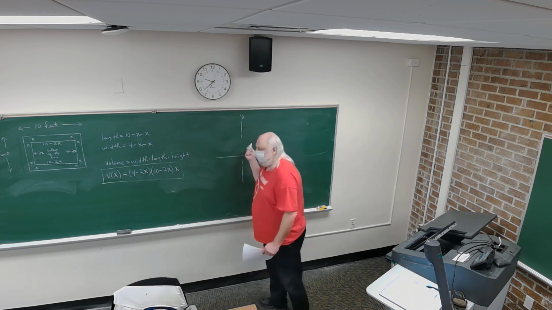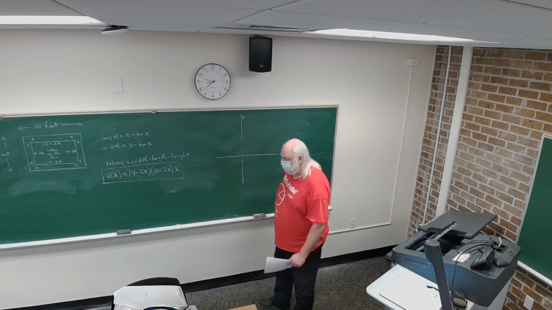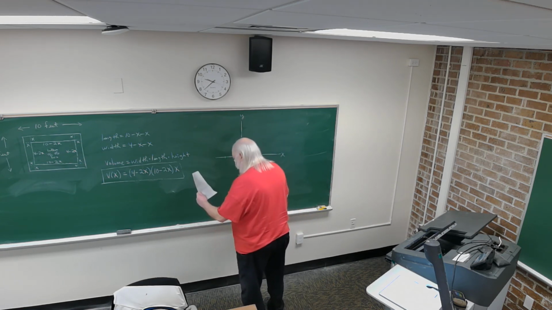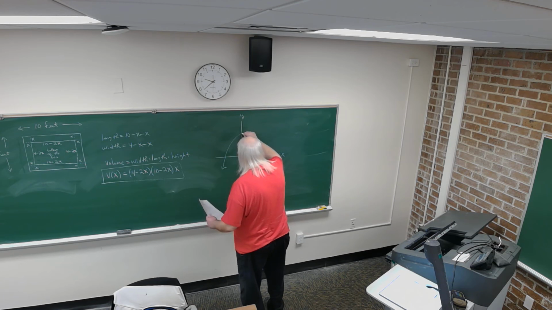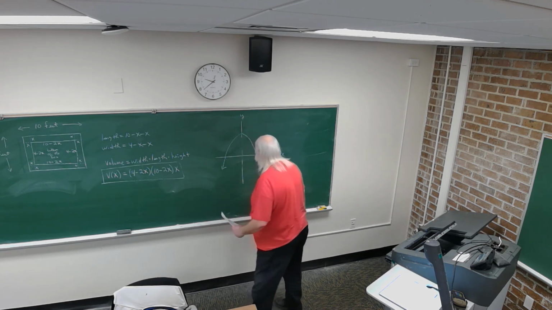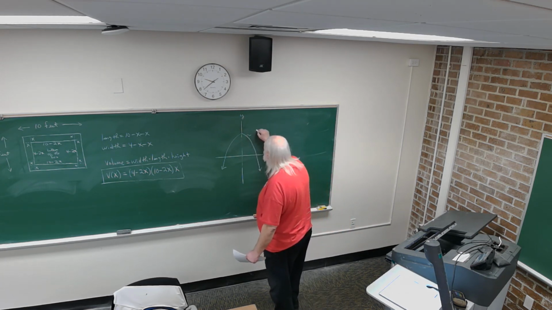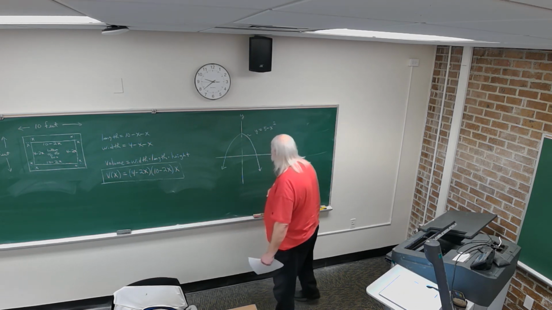You know this parabola is symmetric to the y-axis, right? The right half of the parabola to the right of the y-axis is a mirror image of the parabola to the left of the y-axis. It's the best I can do, okay? And so this is a graph of y equals 5 minus x squared.